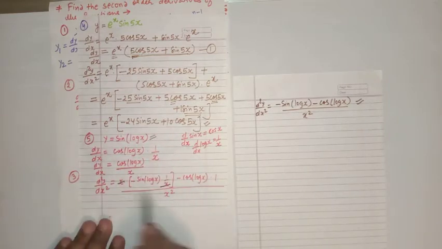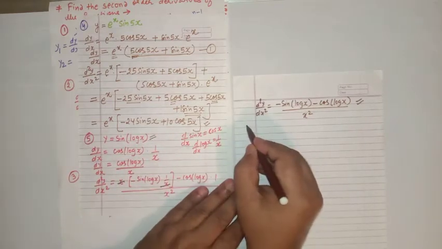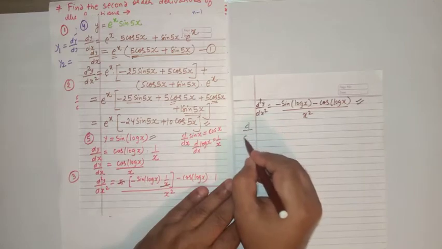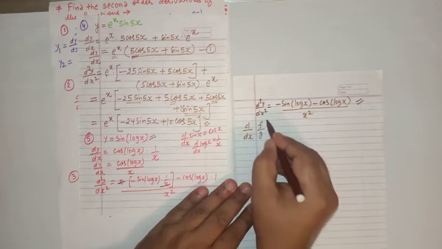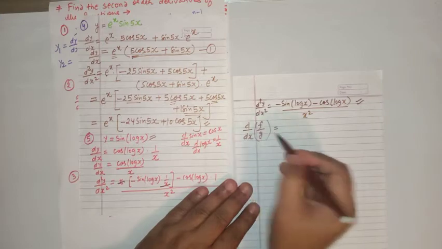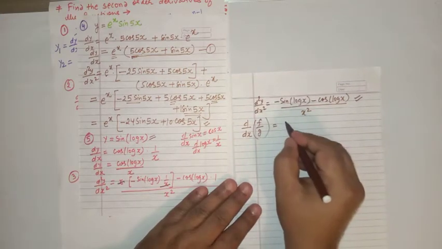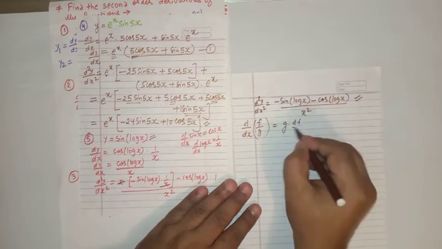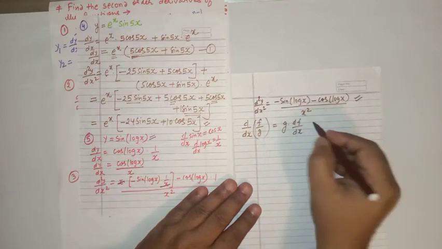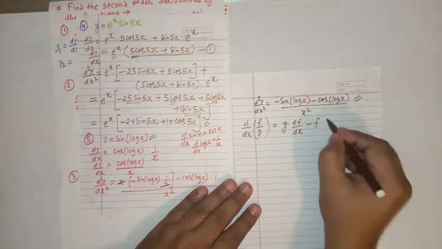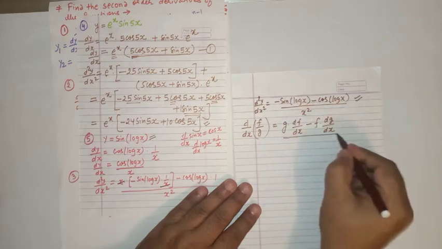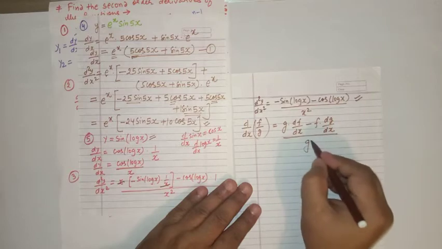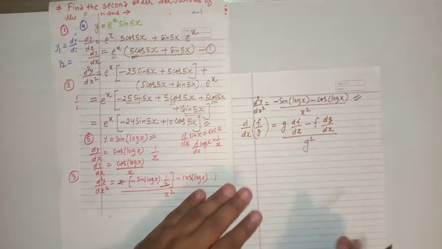So here we have used the formula that is d by dx of f over g. If we have a quotient of two functions, then we have g times derivative of f, then we have minus f times derivative of g, and the square of the second function, right?